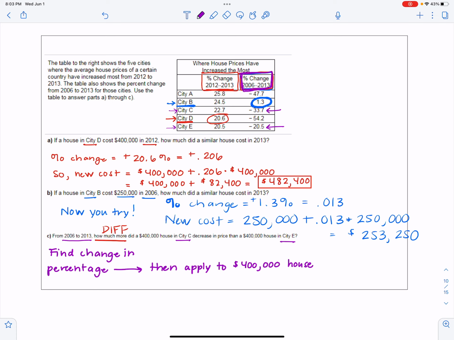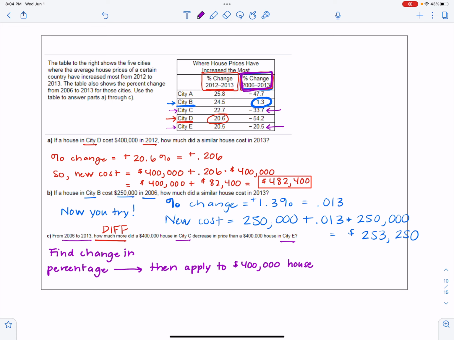All right. So picking up where we left off, we were talking about percent change. And the last part of this asks us to look at a difference in the percent change. How much more did it decrease in price? So again, the first thing I did is I made sure I was looking at the right values. 2006 to 2013, and city C versus city E. So that's my purple here.